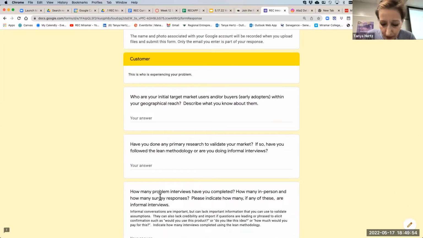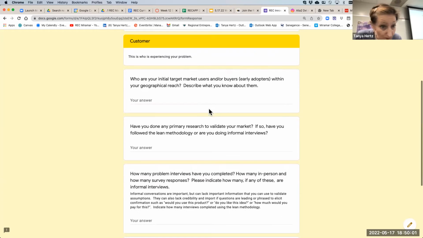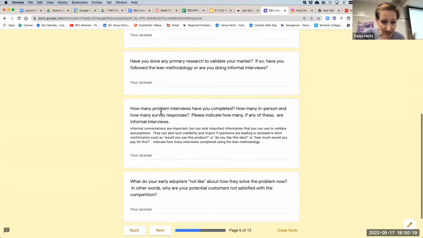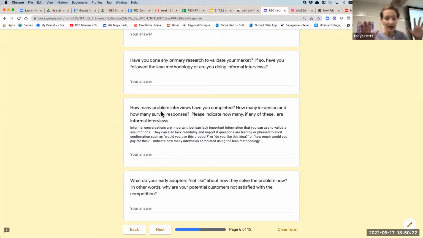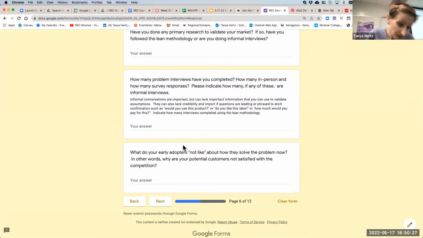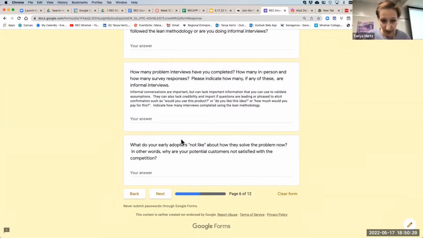Basically, you're taking your business model canvas and expressing it in question and answer format. Do I know my initial target market? Have I done any of that? Hopefully, most of you have gotten down the road of validating your assumptions in that business model canvas. You've moved forward in your customer discovery. You've talked to people. You have data. You can point to that data. This is a really great way for you to step back and take a look at where you are. How many interviews have you completed, in person and surveys? What do your early adopters look like?